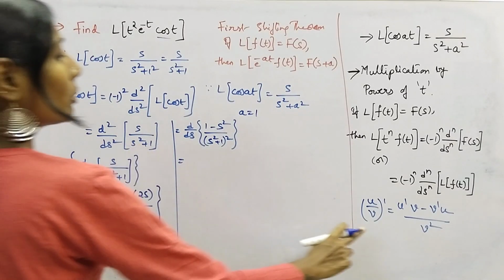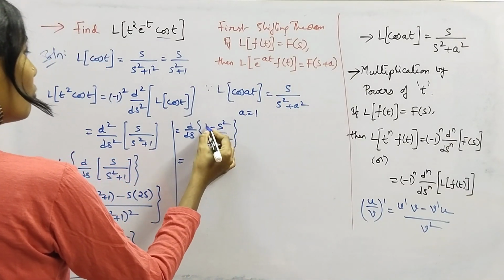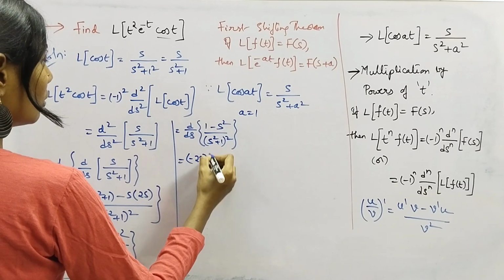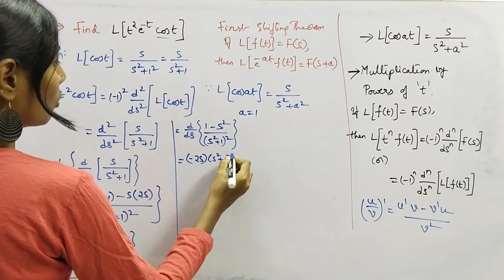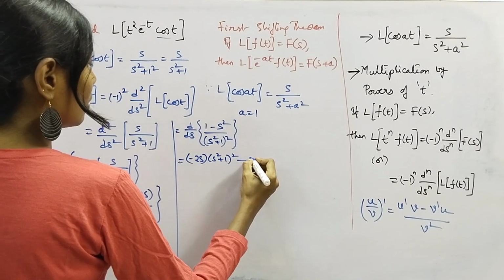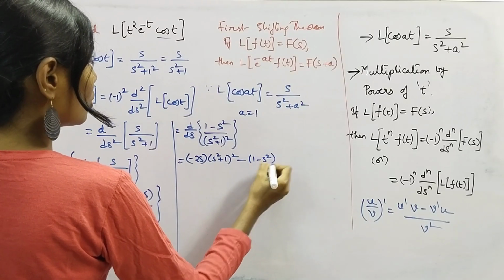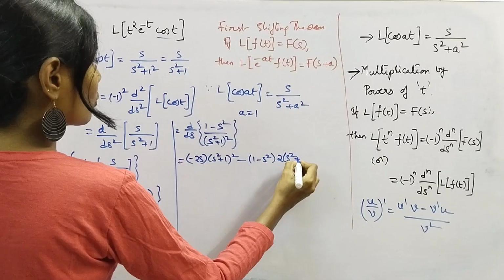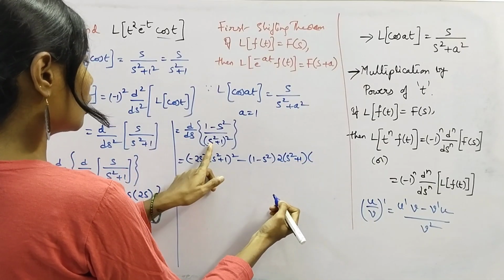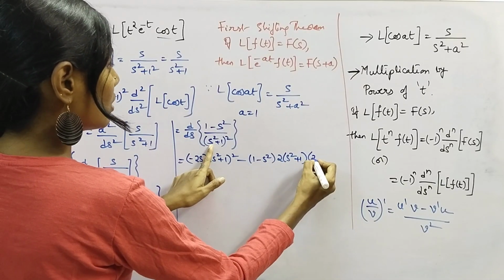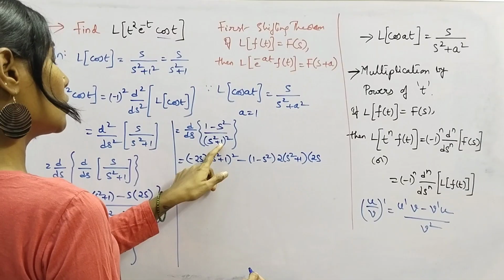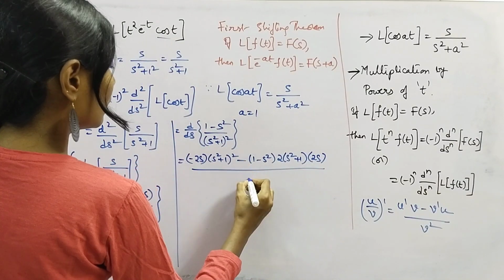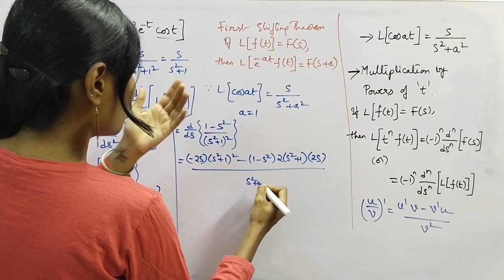Now again we are going to apply this formula. So derivative of 1 minus s square is minus 2s into s square plus 1 whole square, minus 1 minus s square into derivative of s square plus 1 whole square, which is 2 into s square plus 1 into the inner derivative. Derivative of s square with respect to s is 2s, plus derivative of 1 with respect to s is 0. So you get 2s, by s square plus 1 whole square, whole square.